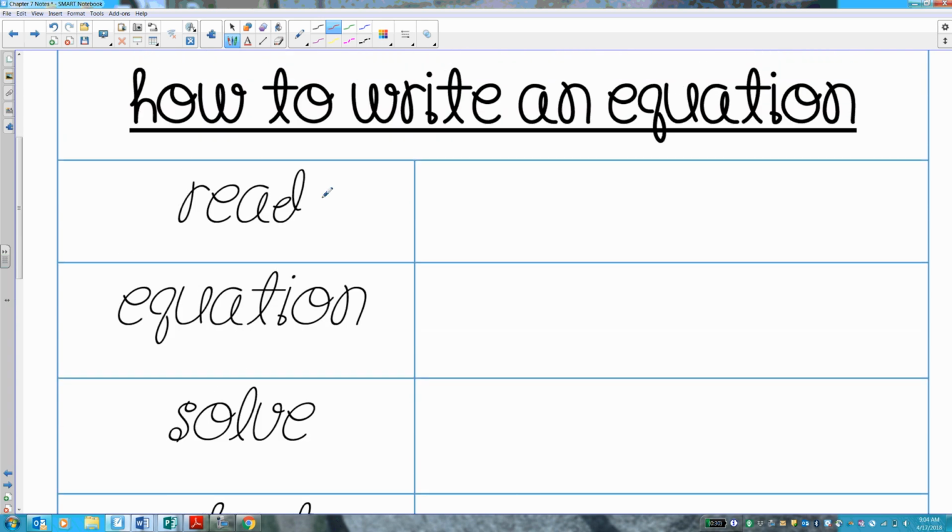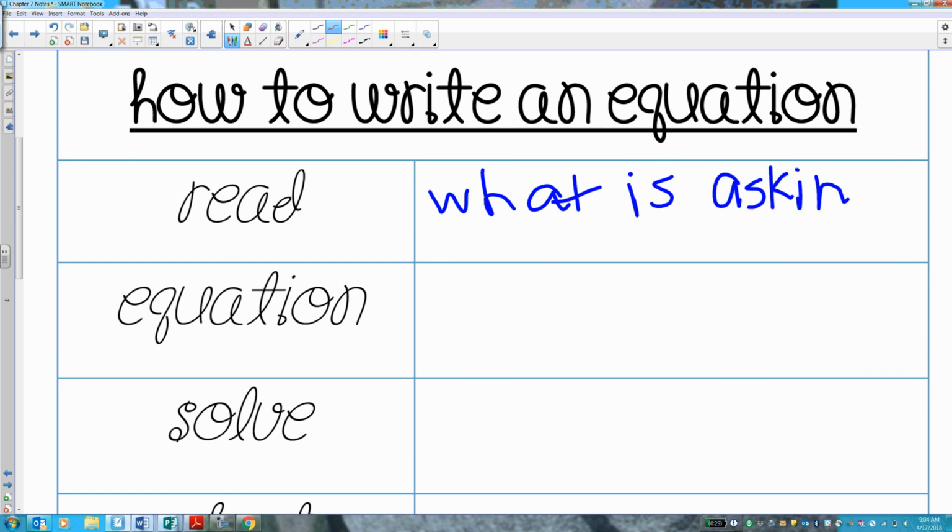Your first thing you should always do is read it. And when I say read it, I don't just mean skim it. You actually want to read it and understand what it is asking. So if it's asking how many family members or how many miles or how many toppings, you actually want to understand what it's asking.